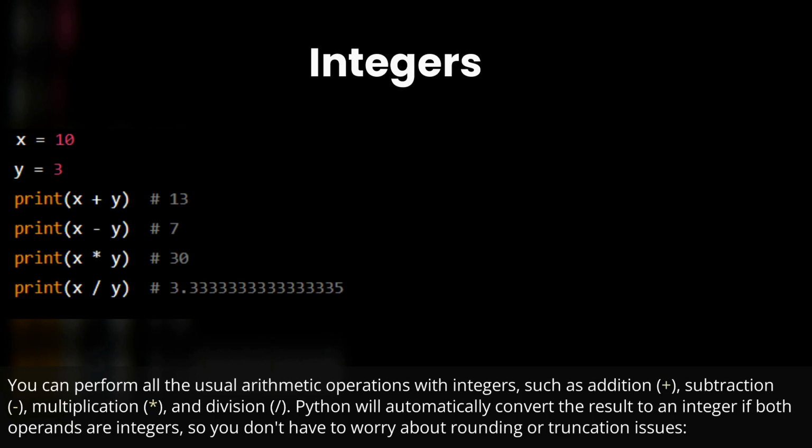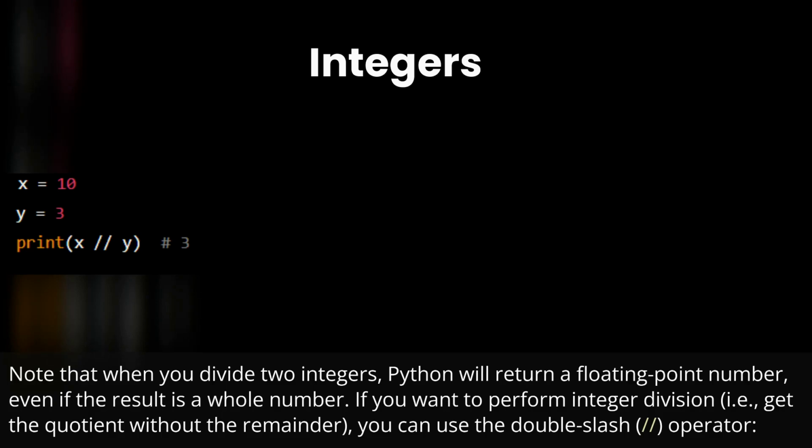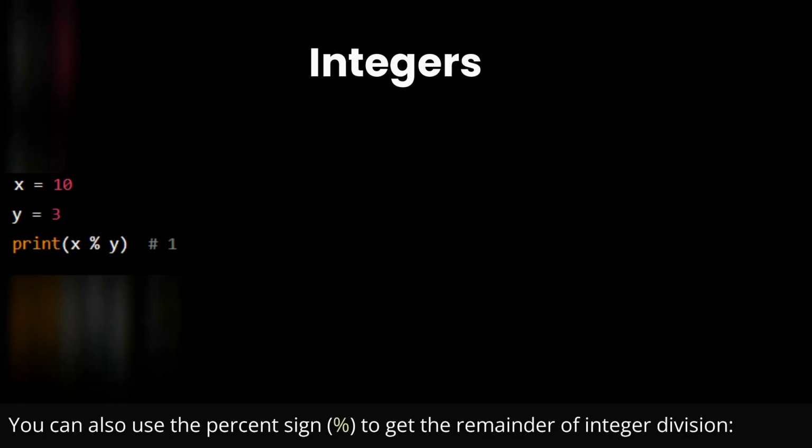Python will automatically convert the result to an integer if both operands are integers, so you don't have to worry about rounding or truncation issues. Note that when you divide two integers, Python will return a floating point number, even if the result is a whole number. If you want to perform integer division, i.e., get the quotient without the remainder, you can use the double slash operator. You can also use the % operator to get the remainder of integer division.